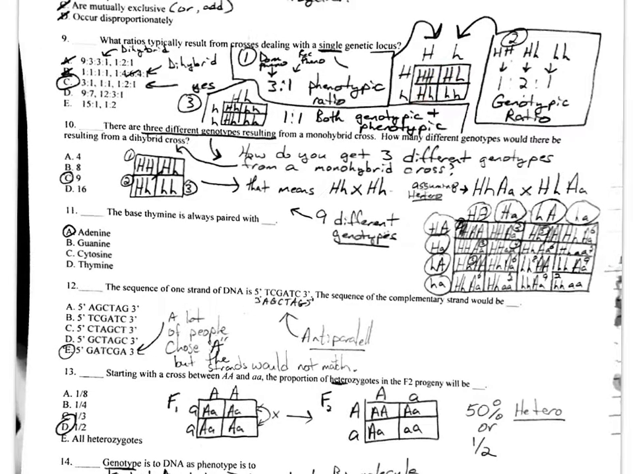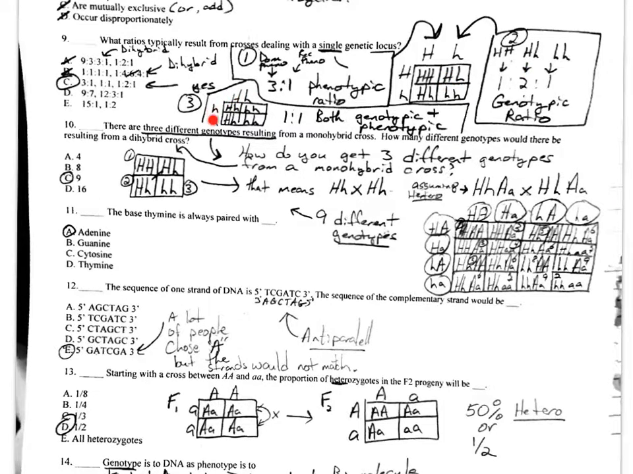3 dominant and 1 recessive, so you have a 3-to-1 ratio. Or that same cross could lead you to a 1-to-2-to-1 ratio, right? Genotypic ratio. Did it tell you genotypic or phenotypic? In the problem, ask what kind of ratios could be associated with this. So you can get a 3-to-1 if it's a phenotypic ratio. You can get a 1-to-2-to-1 if it's a genotypic ratio.